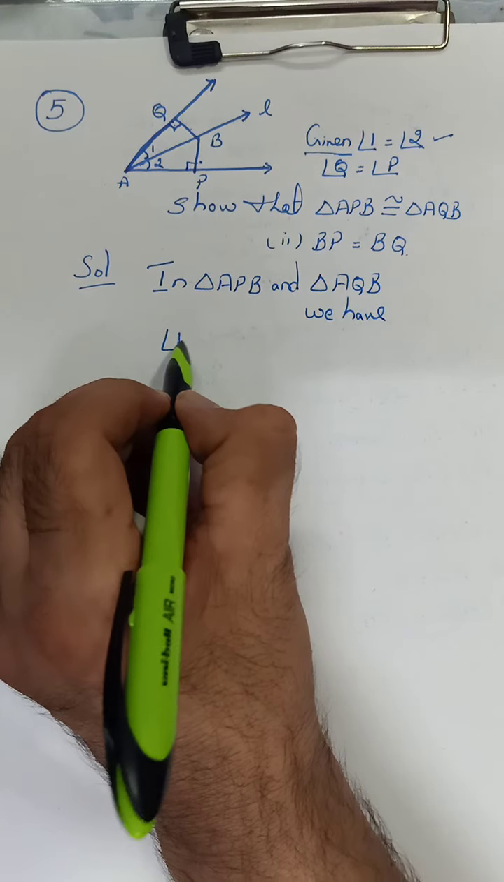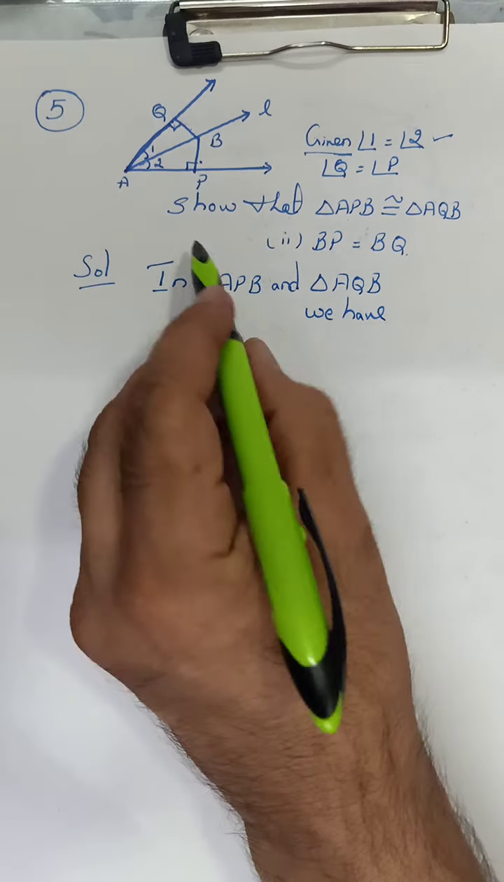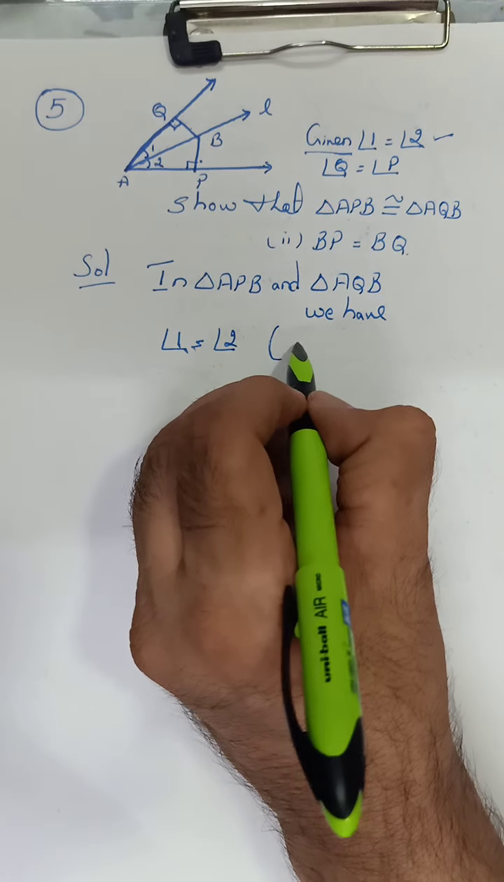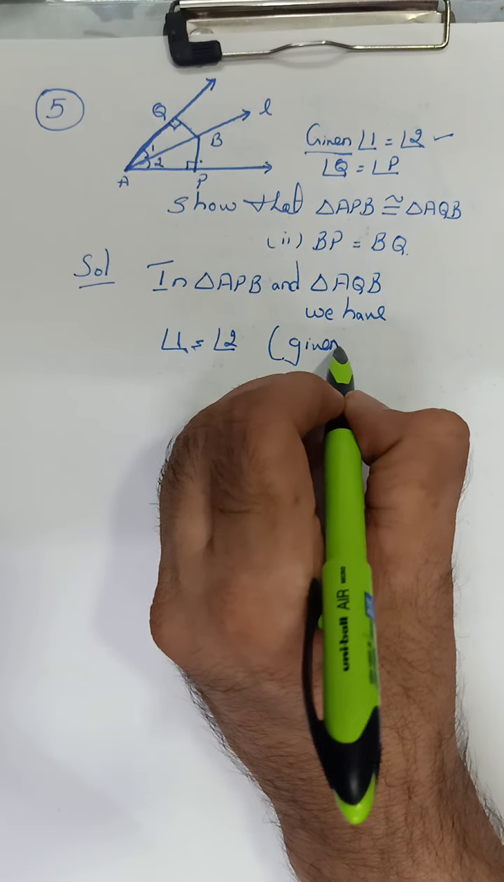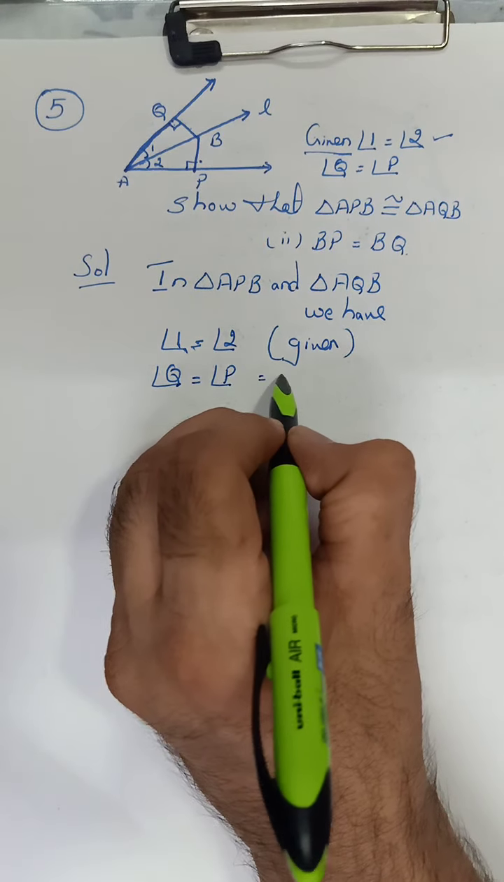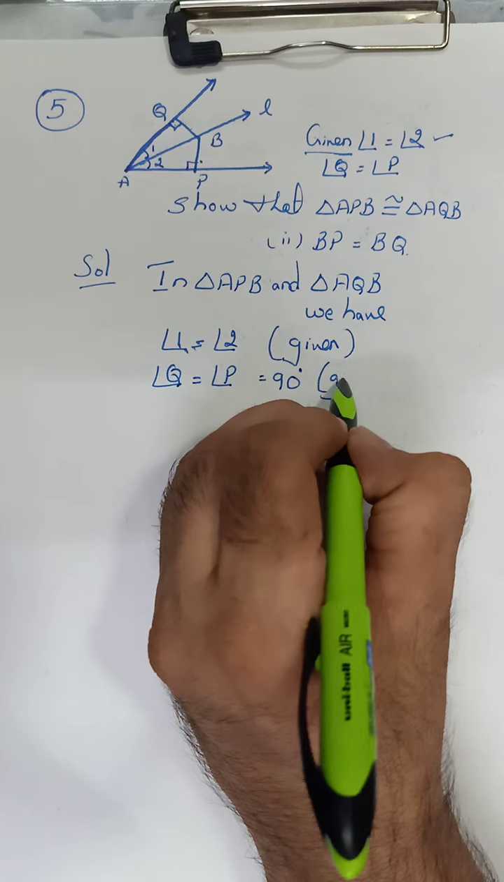See, angle 1 is equal to angle 2. This is a bisector. So bisector means it divides the angle into two equal parts. This is given. And angle Q is equal to angle P. This is equal to 90 degrees. This is also given.